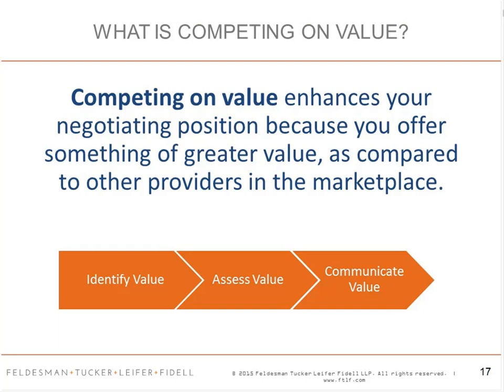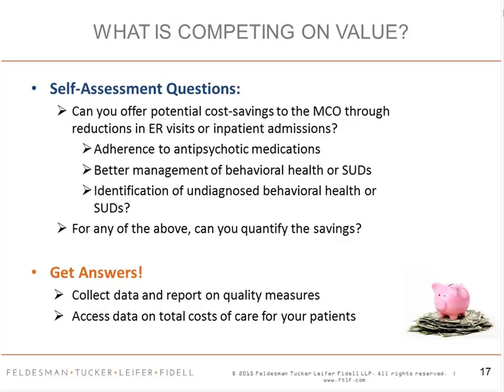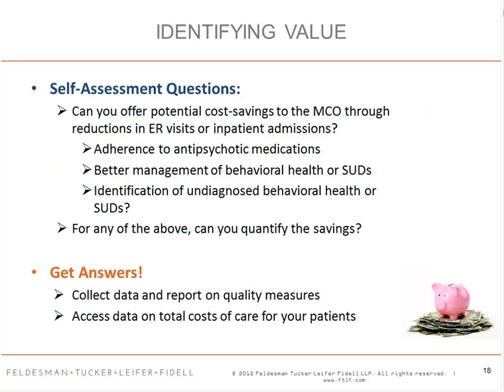So in this process, it's helpful to think about three distinct phases as well: identifying what value you bring to the table, thinking about how to assess that value and to quantify it, and then third, how to communicate that value to plans. So the self-assessment questions you should think about here is whether you offer and how you can offer potential cost savings to the MCO. Remember that the MCO gets a fixed amount every month to take care of all the patients that are enrolled in their plan. They have a limited amount of dollars to work with.